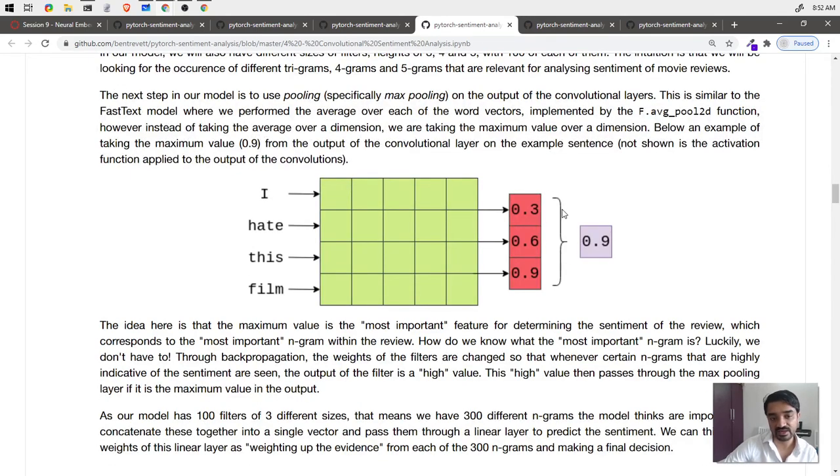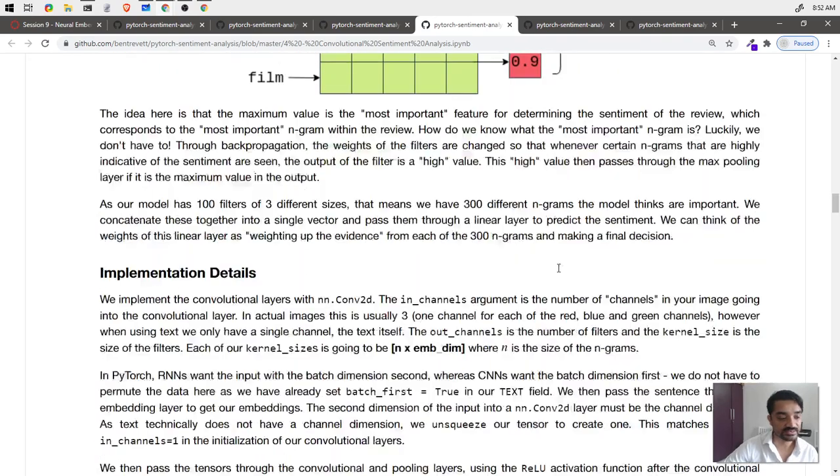And finally, we can add one layer on top of that, which gives me some output here. And that output is supposed to be negative for "I hate this film," right? That is precisely what is happening here.